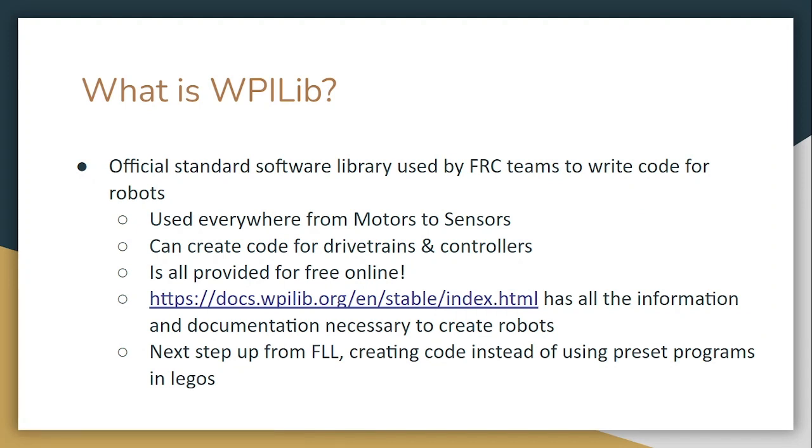What is WPILib again? It is the official standard software library used by FRC teams to write code for robots. It is used everywhere from motors to sensors and can create code for drivetrains and controllers. The best thing about it is it's all provided for free online, and the WPILib docs have all the information and documentation necessary to create robots from scratch. This is the next step up from FLL, or FIRST Lego League, creating code instead of using preset programs in Legos.